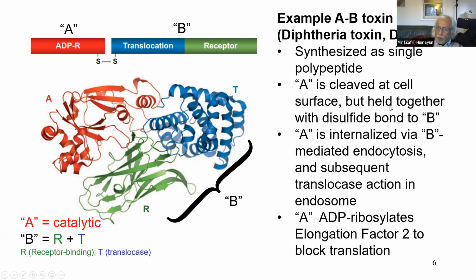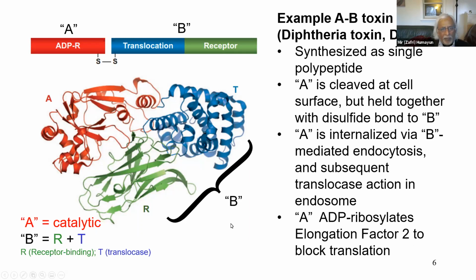So this AB toxin is synthesized as a single polypeptide, but before it can act, A is cleaved from the B domain. However, they are still covalently held together by a disulfide bond. So there is no peptide bond between A and B, but there's a disulfide bond. So A is internalized via B-mediated endocytosis, and subsequent translocase action moves the A subunit into the cytoplasm.